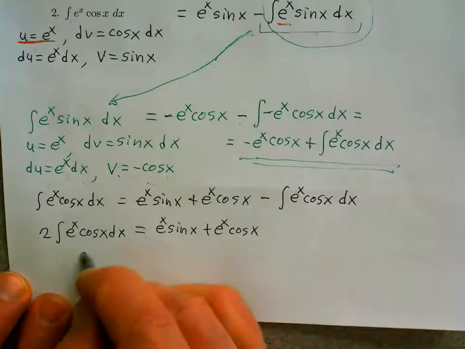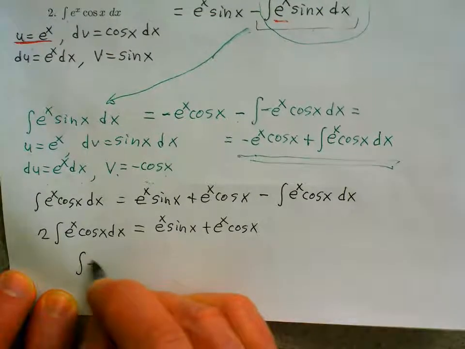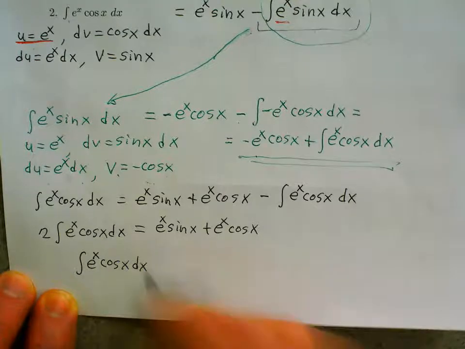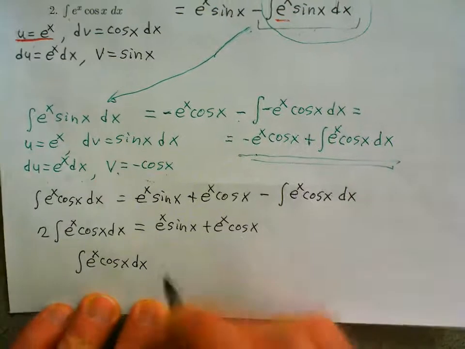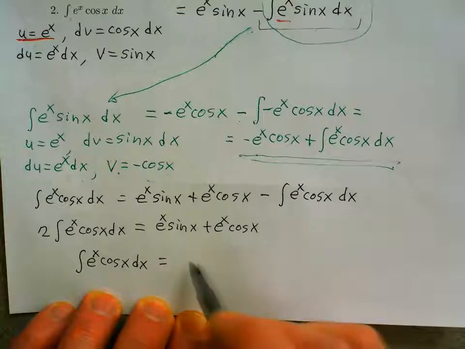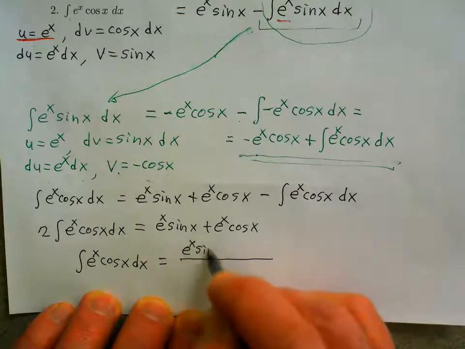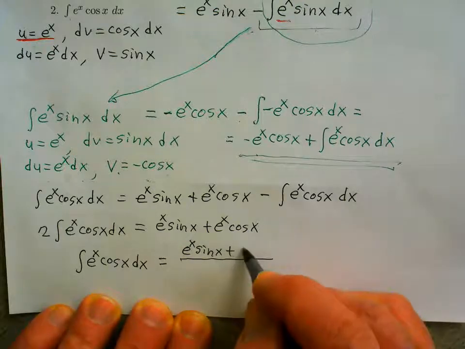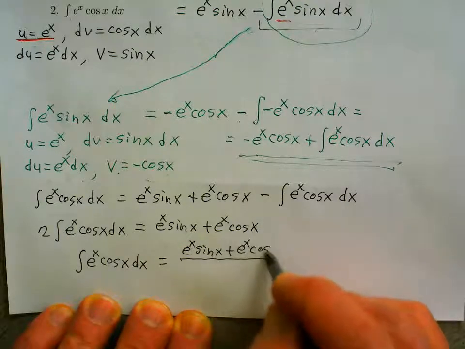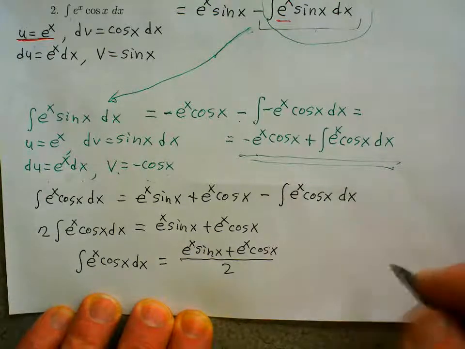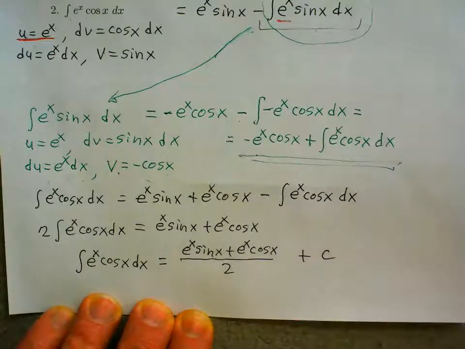Okay, so our final result is the indefinite integral of e to the x cosine of x dx equals, I'll just put all of this over 2, e to the x sine of x plus e to the x cosine of x, all divided by 2. And then we should put plus a constant.